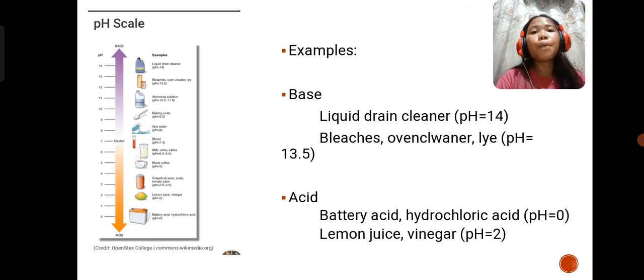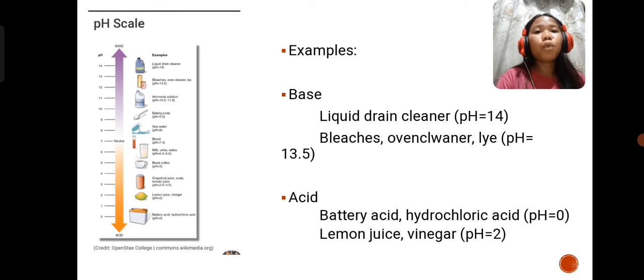So as you can see in the pH scale, it shows the basic solutions and the acidic solutions. So, as I said earlier, if under 7, it's acidic. If over 7, it's base, and then it's neutral if it's just 7.